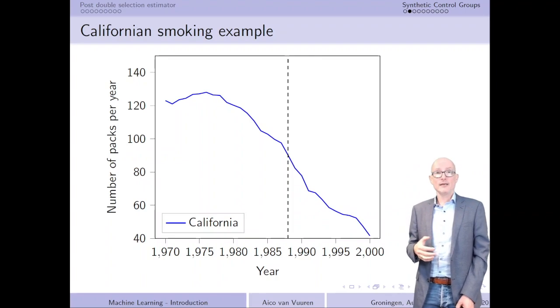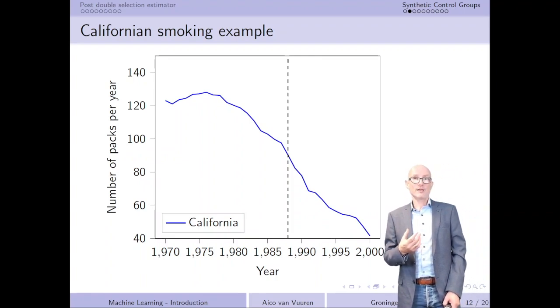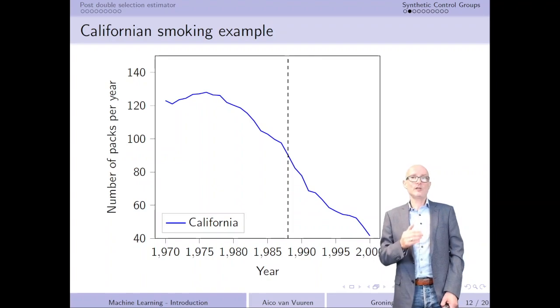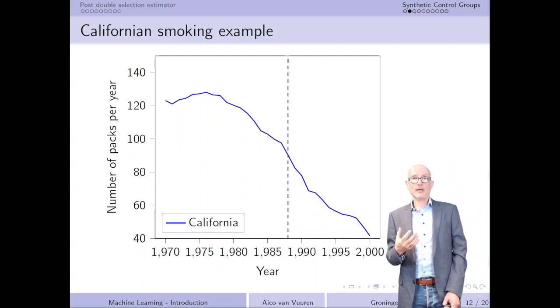However, we see that from 1970 to 1975, it still increased a bit, to almost 130. But from 1975, 1976, we see quite a big decrease in cigarette consumption. It also decreased in the period of 1988, 1989, and it decreased even further. We see that cigarette consumption, or the number of packages being bought by the average Californian person, was a little higher than 40 in 2000.